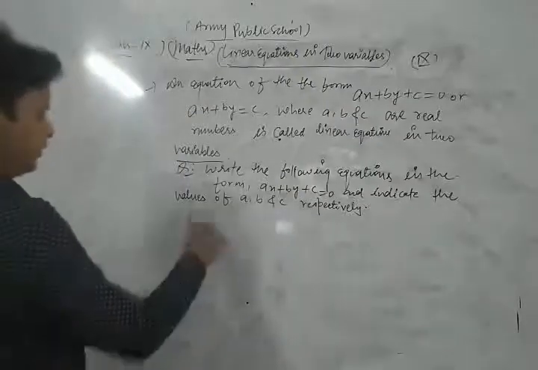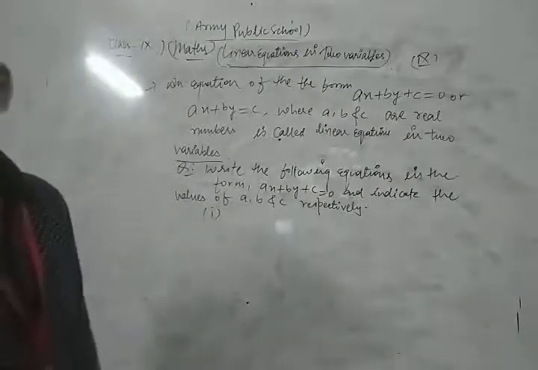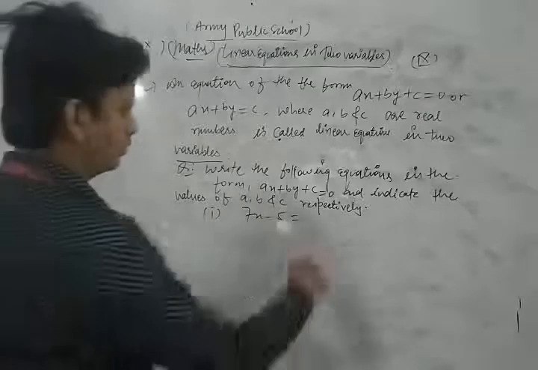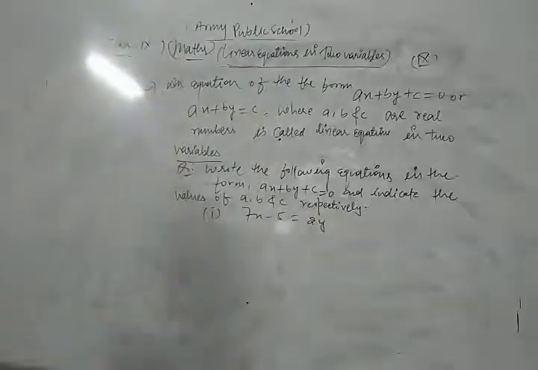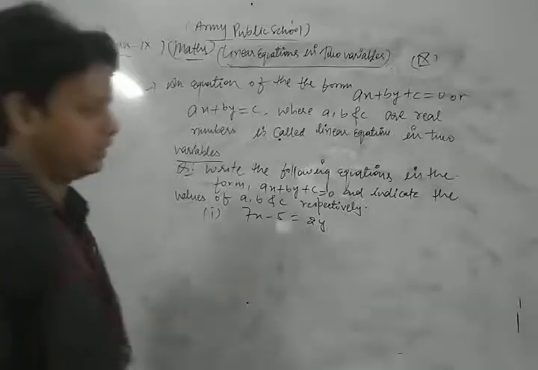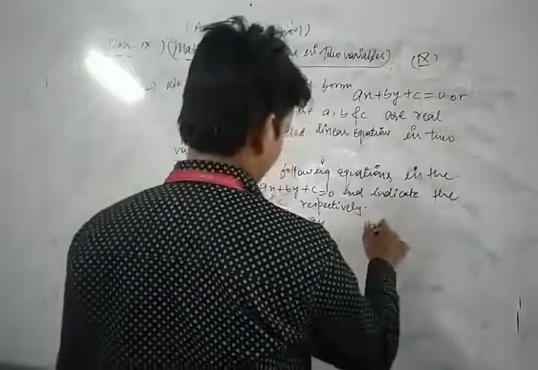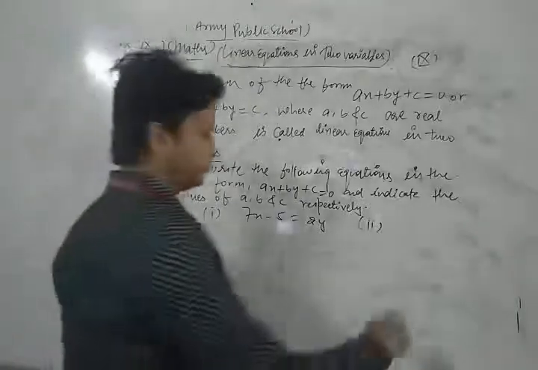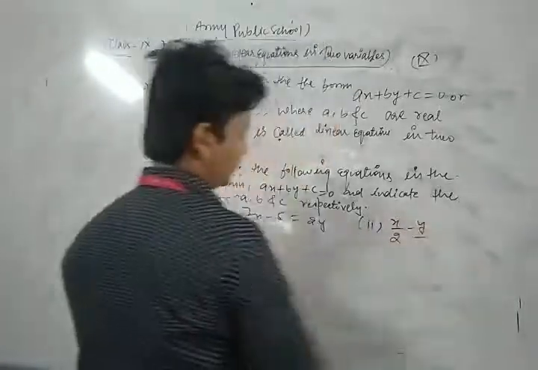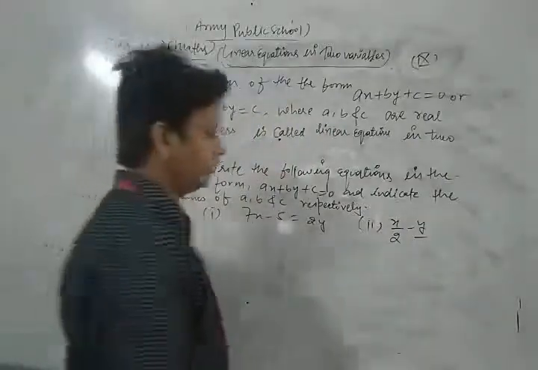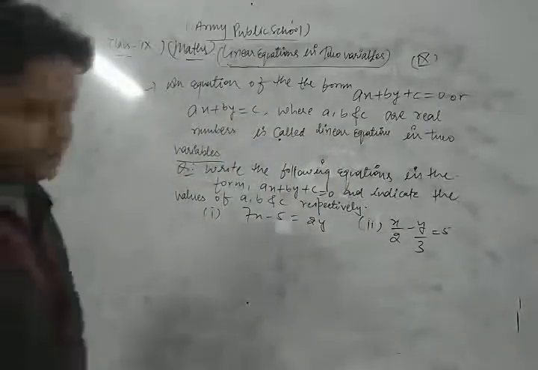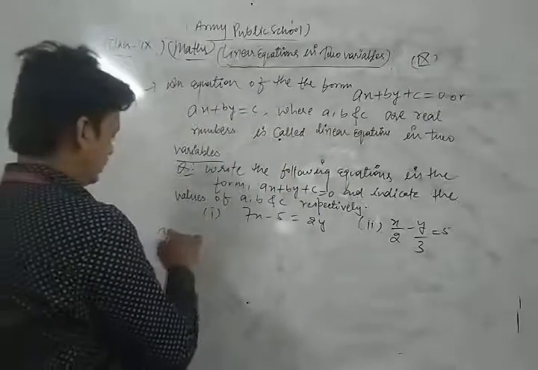Okay, now let's see its solution. The first part of this question, dear students, is 7x minus 5y is equal to 2y. The second one is x upon 2 minus y upon 3 is equal to 5. Now let's see its solution.